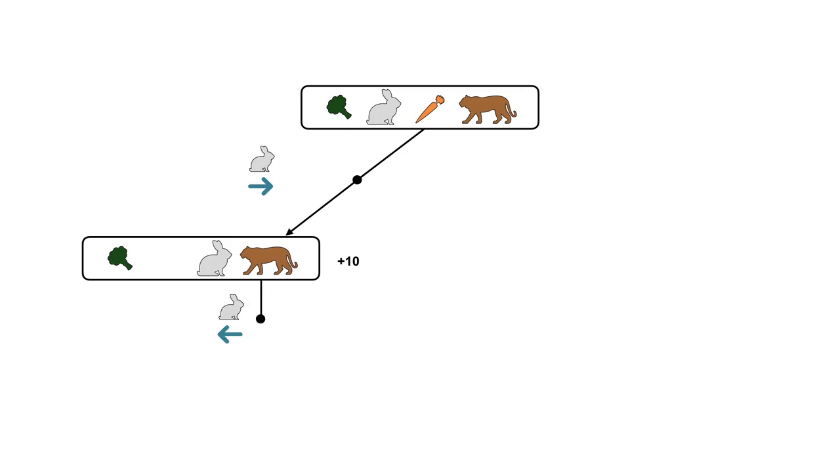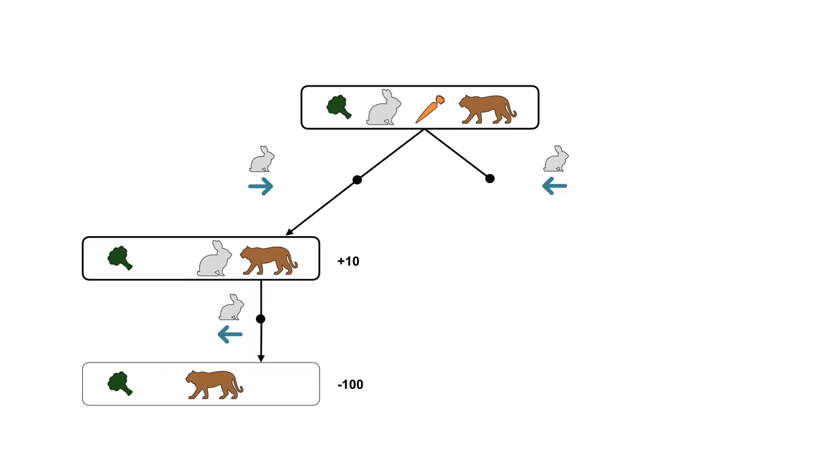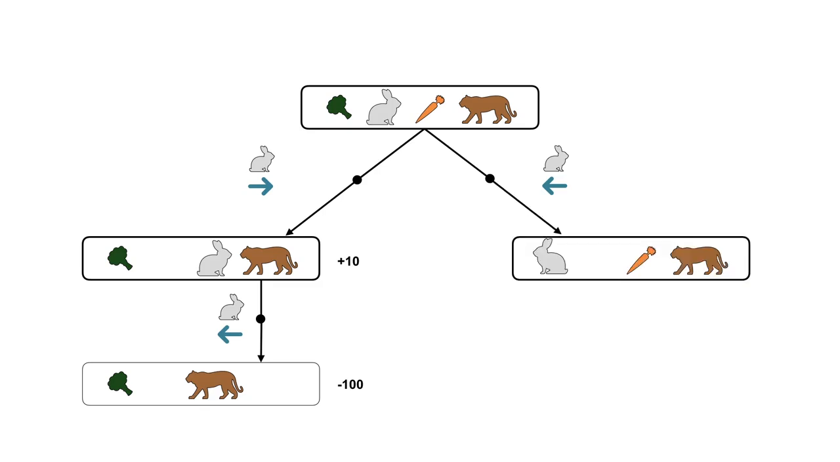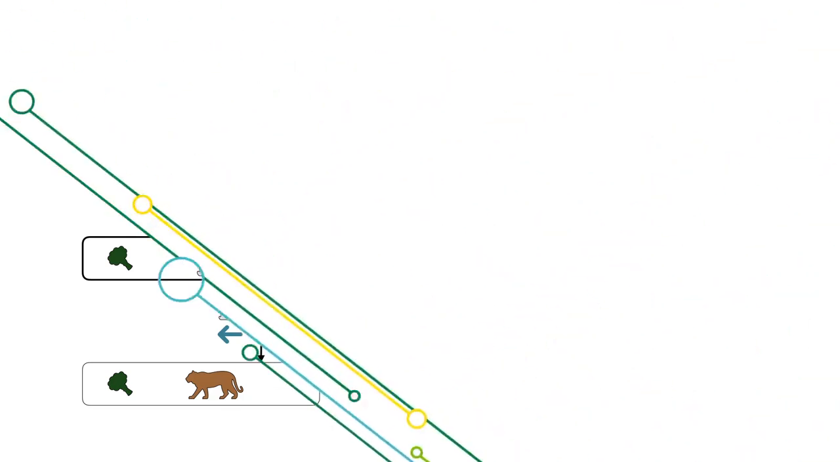Let's say the rabbit chooses the left action. The world changes into a new state where the tiger eats the rabbit, and the rabbit receives a reward of minus 100. From the original state, the rabbit could alternatively choose to move left. Then the world transitions into a new state, and the rabbit receives a reward of plus 3. The diagram now shows two potential sequences of states. The sequence that happens depends on the actions that the rabbit takes.